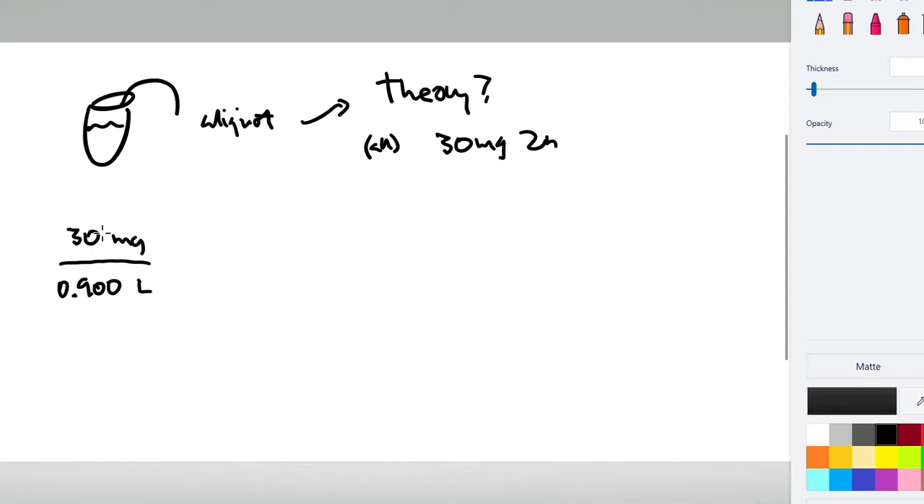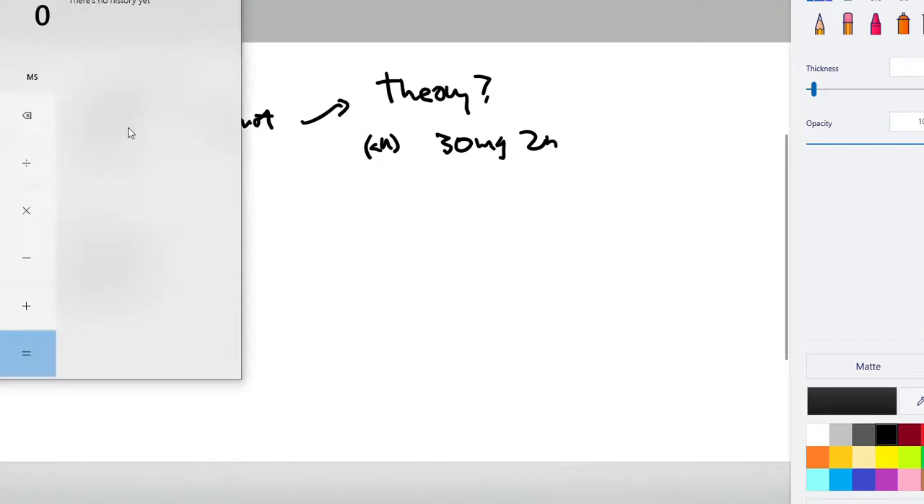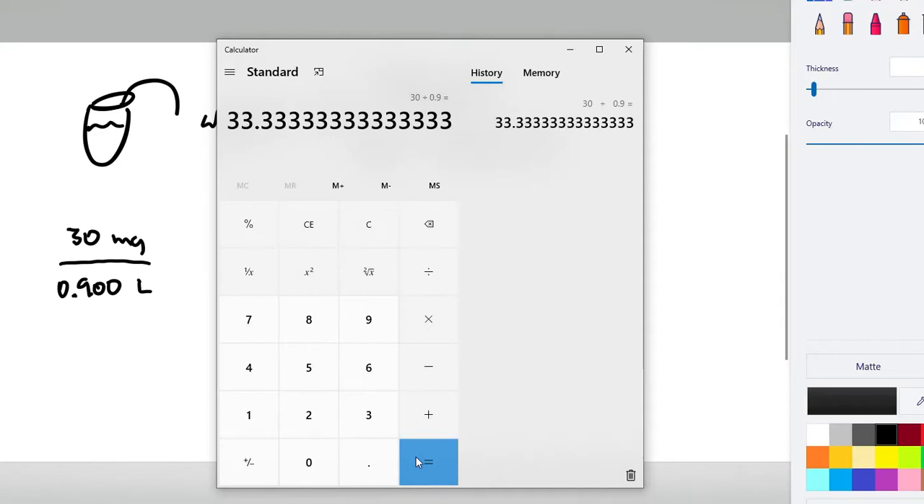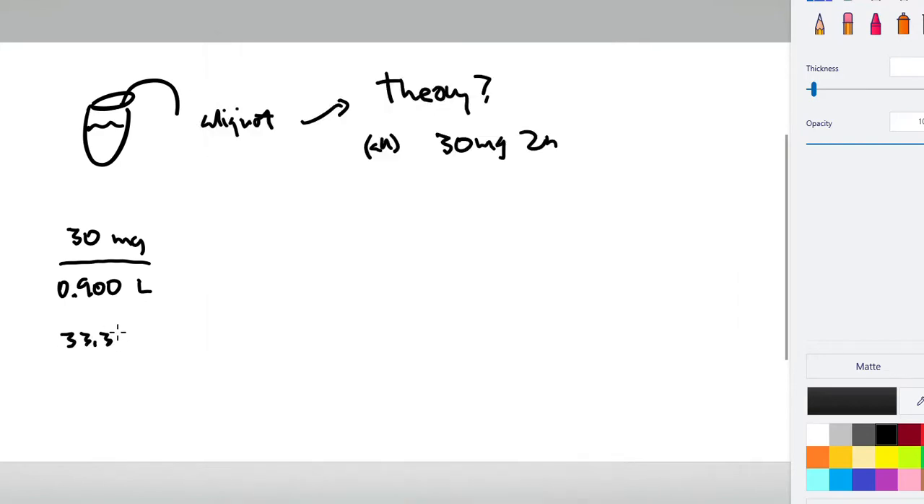So if I have 30 milligrams in 0.9 liter, we need to calculate a concentration here. So what we'll do is I'll take 30, divide by 0.9, and hit enter on my calculator, and I'm going to get 33.33. And this is milligram per liter, right? There it is, milligram per liter. It's right there.